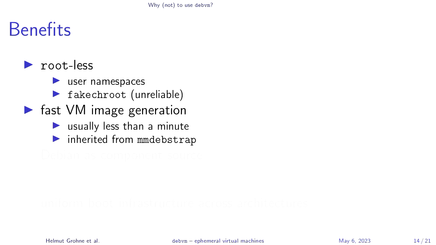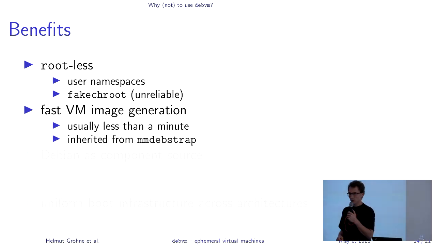The other aspect is its fast VM generation. So a really simple unstable VM is 1 minute on my system. And that's also advertising features of mmdebstrap. Great.